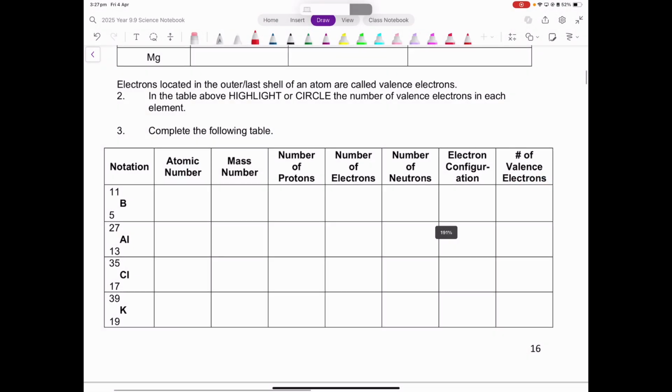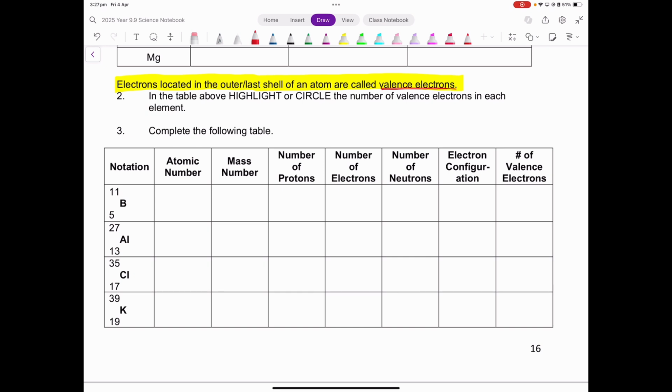We have a look at this final table here. Before we get into it, we're just going to look at this final thing up here, which asks us to look at the outer or final shell. And this is something that's really important, so we're all going to highlight it in our books together. Electrons located in the outer or the last shell of an atom are called valence electrons. And I'm actually going to underline that term, valence electrons.